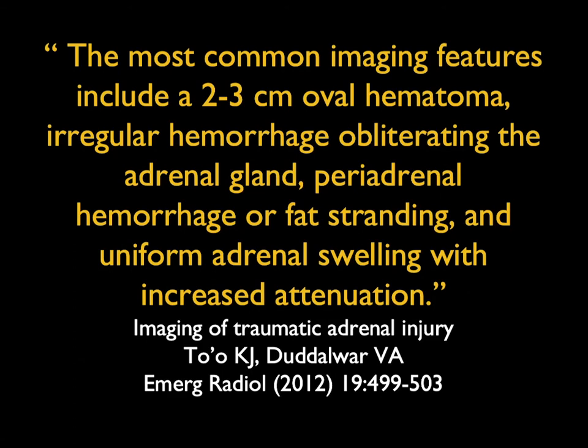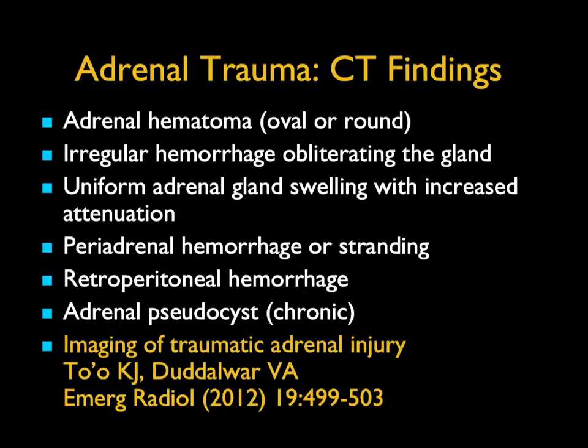Again, the most common imaging features: 2 to 3 centimeter oval hematoma, irregular hemorrhage obliterating the adrenal glands, perirenal hemorrhage or fat stranding, and uniform adrenal swelling with increased attenuation. When you look at this article by Tukey, CT findings: adrenal hematoma is oval or round. Irregular hemorrhage can obscure or strand near the adrenal gland. Uniform adrenal gland swelling with increased attenuation. Periadrenal hemorrhage or stranding, retroperitoneal hemorrhage, and adrenal pseudocysts are all things we need to think about. So very important in that regard.